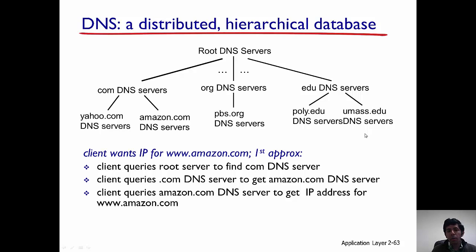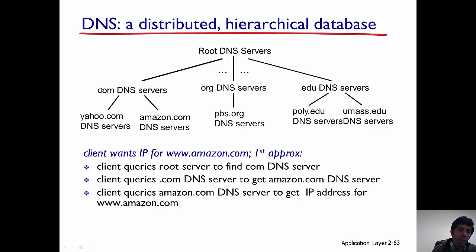As a first order approximation, let's understand how the DNS works. A client, say, wants to go to yahoo.com. When it types the name in the browser, the first thing is, in this example here, it's amazon.com. So when the user wants to resolve amazon.com to an IP address, it first contacts the root server to find out the address of the com DNS server.